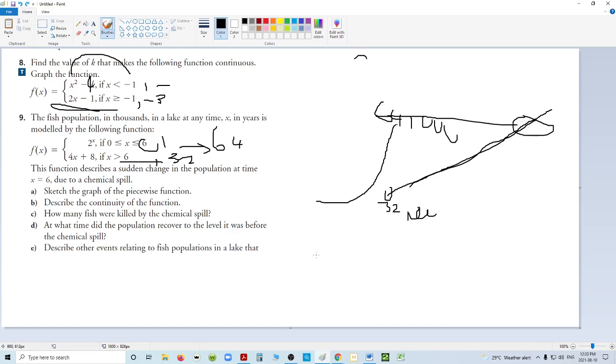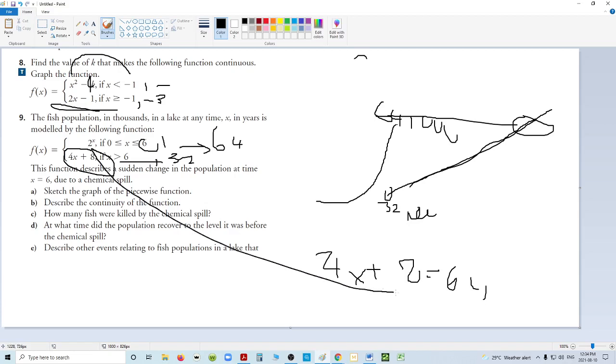And for that, you just make it 4x plus 8 equals 64, which is this line equaling 64. And the reason I'm doing 64 is because I'm the one who added 1,000. Yeah, there we go. See, in thousands.